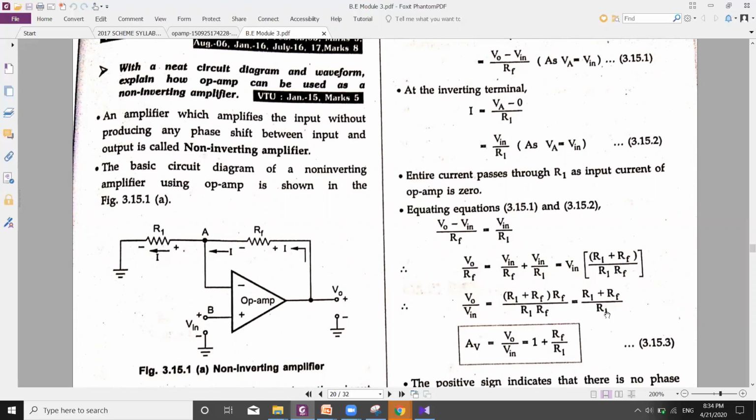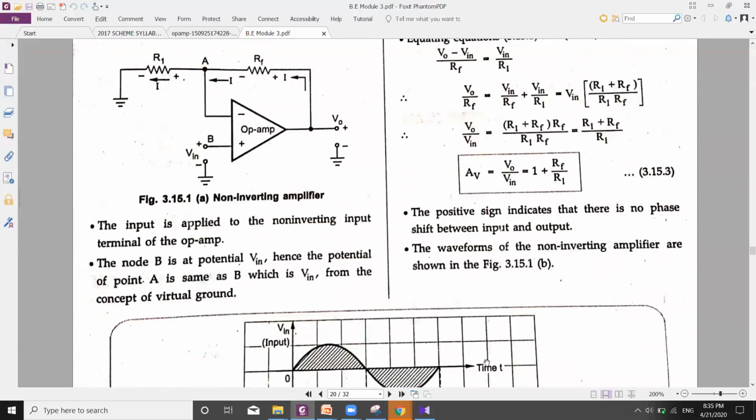To split this up, we'll have R1 by R1 plus RF by R1. R1 by R1 will give you 1 and RF by R1 as it is over here. So the final expression for voltage gain will be AV is equal to V naught by V in, which is equal to 1 plus RF by R1. We are not seeing any negative sign over here in the gain. The meaning is there is no phase inversion over here.